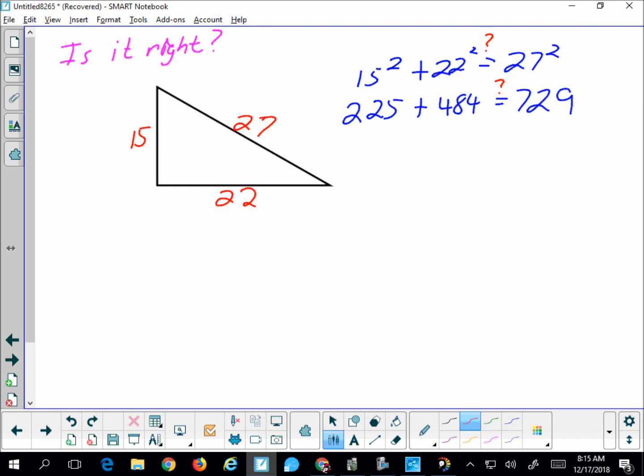And now we just simply add the a squared plus the b squared. What is it, 709? 709. Okay. So 709, is that equal to 729? And no, it's not equal, right? So what does that tell me, since those two are not equal? It's not a right triangle.